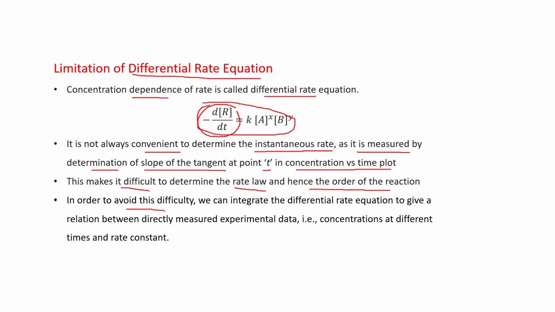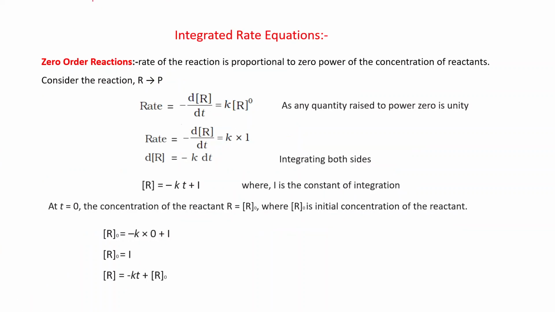In order to avoid this difficulty, we can integrate the differential rate equation to give a relation between directly measured experimental data, that is concentrations at different times, and a rate constant. Now just see, first we'll discuss the integrated rate equation for zero order reaction. What is the meaning of zero order reaction? The rate of the reaction is proportional to the zero power of the concentration of reactants. Then this is called a zero order reaction.